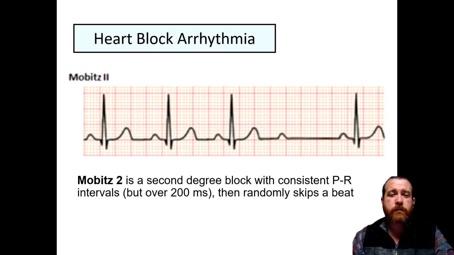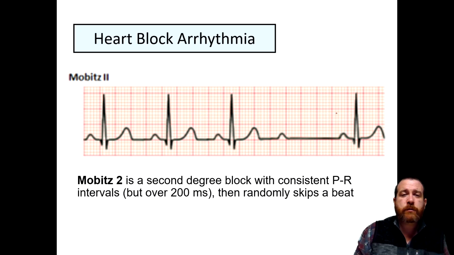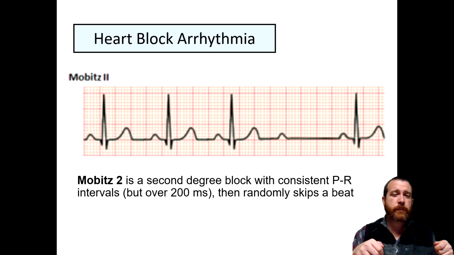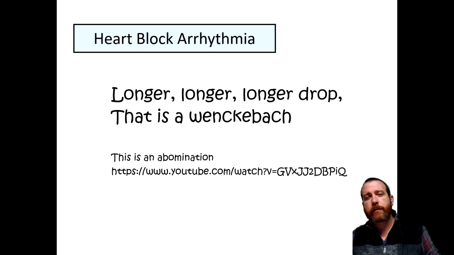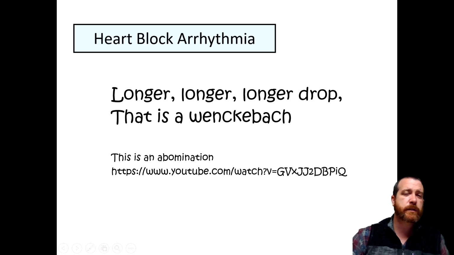A Mobitz 2 is a persistent PR interval, right? It is always going to be over 200 milliseconds. It's like a type 1 heart block, but eventually you get a drop, right? So these are not going to be slipping and getting longer and longer and longer and then dropping. That's going to be a Wenckebach. Mobitz 2 is a perpetually long PR interval and then eventually dropping a beat. You can kind of use the nursery rhyme, longer, longer, longer, drop. That is a Wenckebach. That tells you what a Wenckebach is versus a Mobitz type 1.